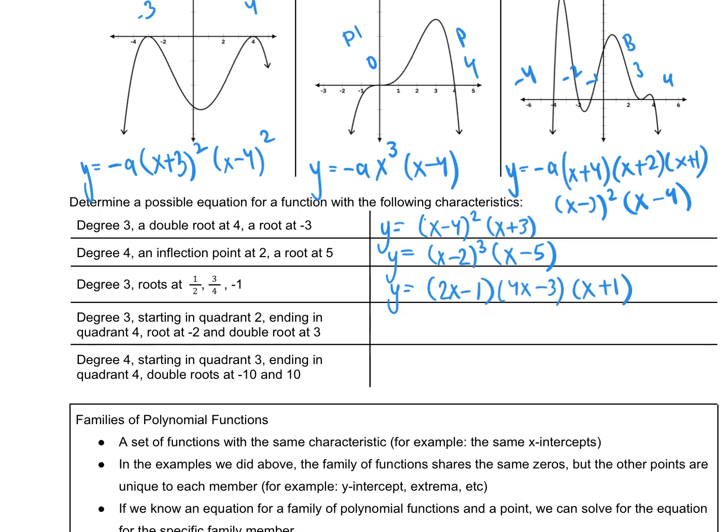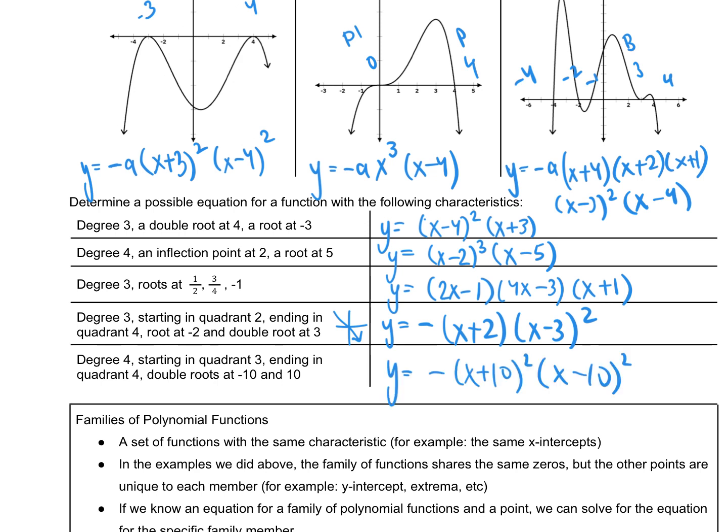Here we are, nothing fancy with the roots, they were all order 1. And degree 3 starting in quadrant 2, ending in quadrant 4, so with a little visual, 2 to 4 would be a downwards trend, which means we're going to have a negative leading coefficient. And then we have a root at -2 and a double root at 3. There we are. And you try the last one, degree 4, starting in quadrant 3, ending in quadrant 4, double root at -10 and 10.